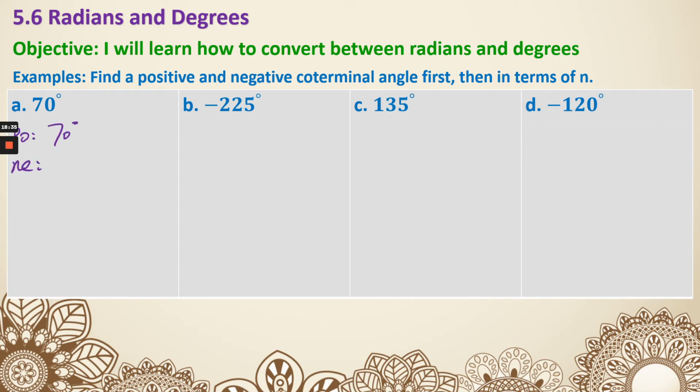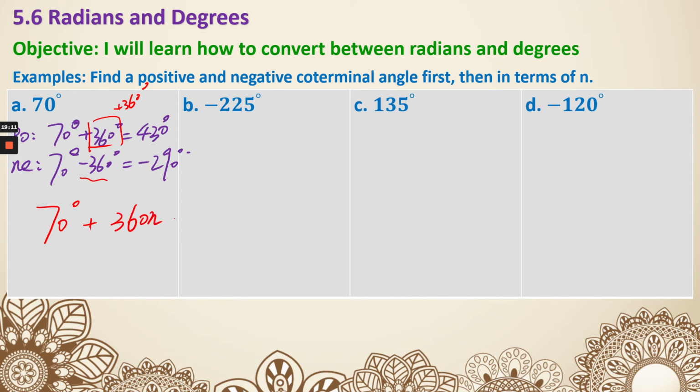For a positive, I can just add 360. That still remains positive. That's going to give me 430. But for the negative, I do need to subtract 360. That is going to give me negative 290 degrees. As for in terms of n, as you can see, these numbers are all related to 360 degrees. I can add another 360 degrees, for example. That just means I'm adding two 360 degrees. Or I can subtract a bunch of 360 degrees. That's why if we want to represent all the coterminal angles in terms of n, it's just going to be the original angle plus 360n. And the n could be anything, a positive number, a negative number, anything. That is how we represent all the coterminal angles.